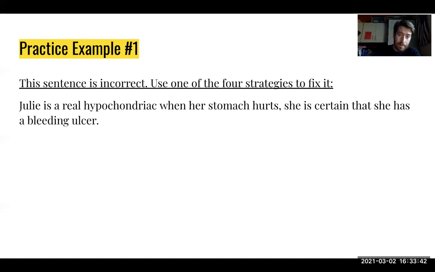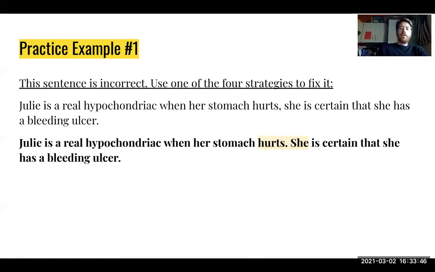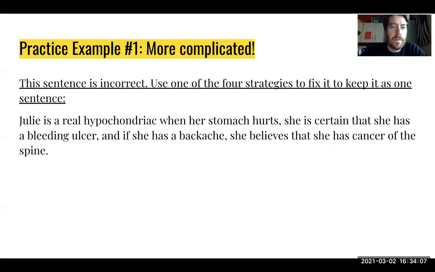If you didn't pause, I'm just going to show you. Simple solution, strategy number one: just add a period after the word hurts. Separate these two clauses into two separate standalone sentences. Real simple. Julie is a real hypochondriac when her stomach hurts. Period. Full stop. Capital she. She is certain that she has a bleeding ulcer. Okay, it's real simple, easy fix.